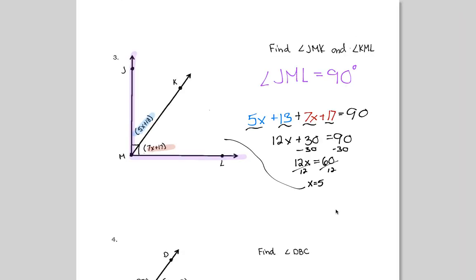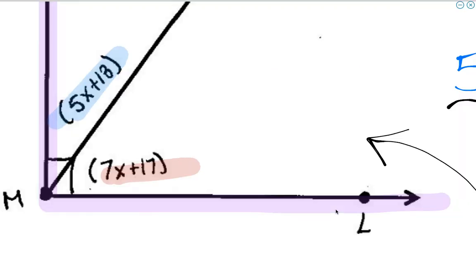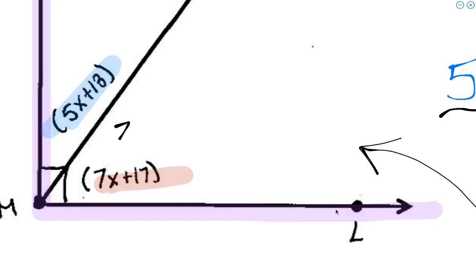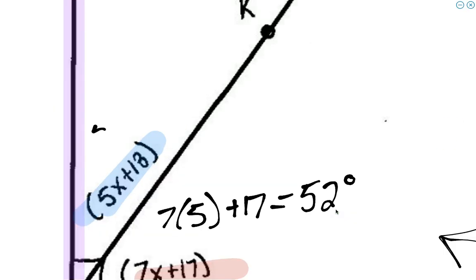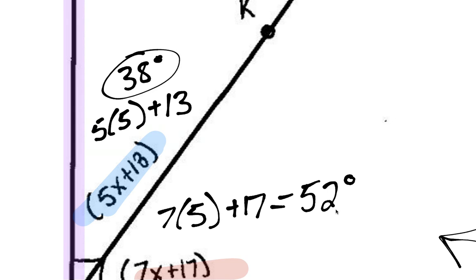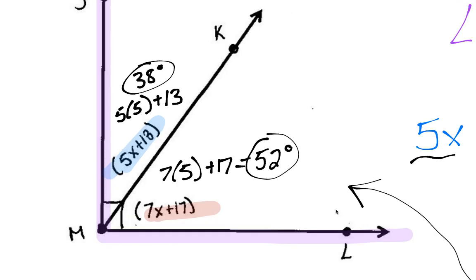So we'll take that x value and we'll plug it back in. If x is 5, 7 times 5 is 35 plus 17 is 52. That's 25 plus 13 is 38. 38 and 52 is 90 degrees.